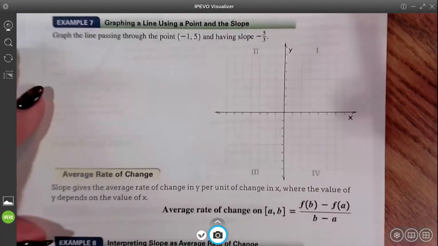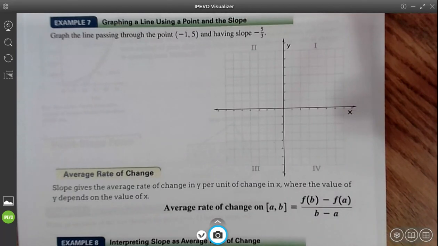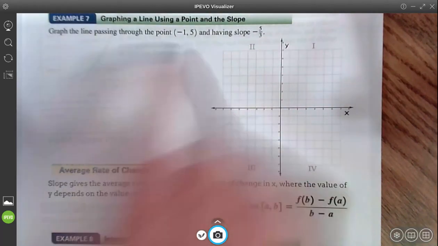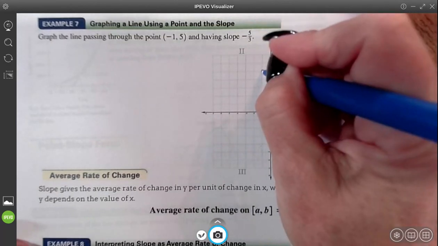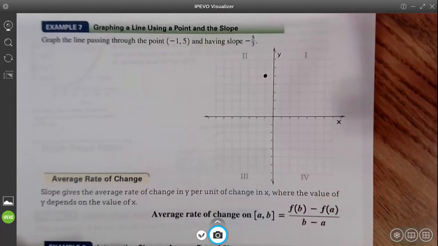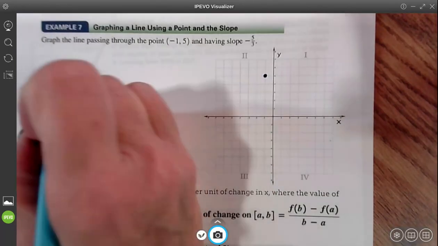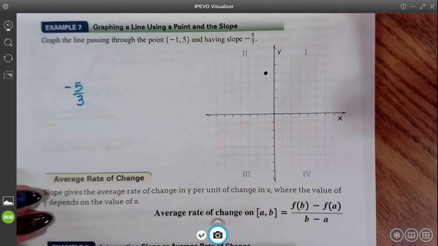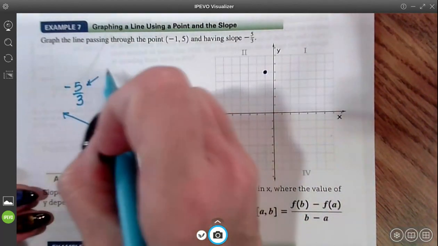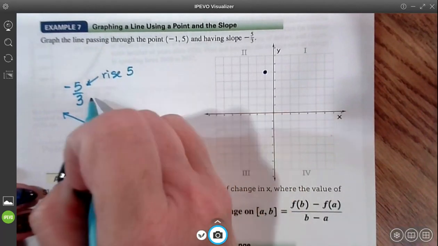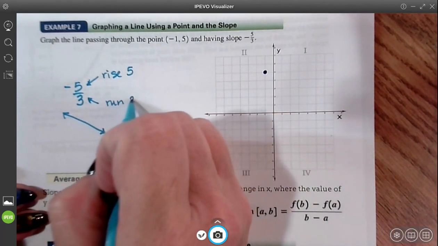Let's go ahead and plot a line that goes through the point negative 1, 5 and has a slope of negative 5/3. So when it tells us a point that the line goes through, we are going to plot that point. So I'm going to put negative 1, 5 on my graph. So negative 1 on x, 5 on y. And then the slope is negative 5/3. So slope being negative 5/3 tells me that the line is going to slant downwards. And the numerator is the rise. So I'm going to be rising 5 and running 3.